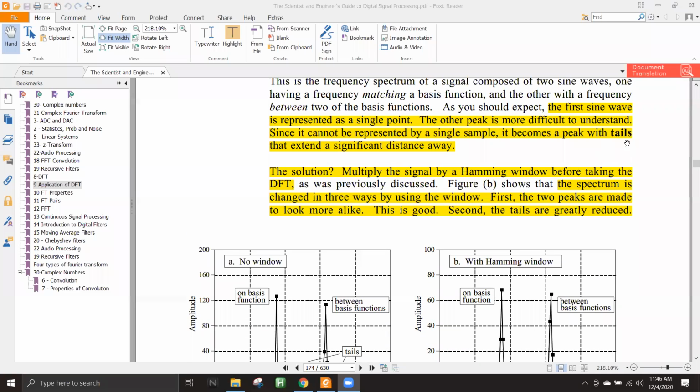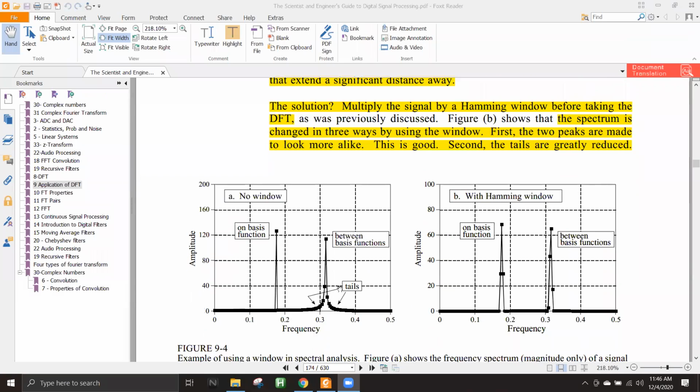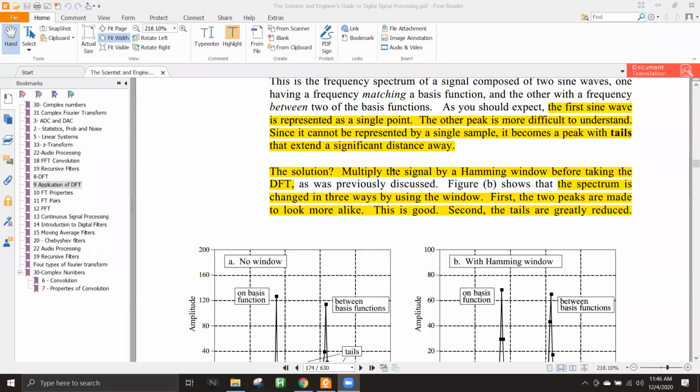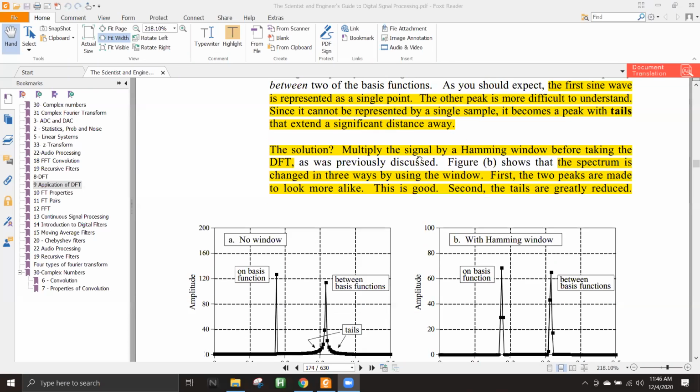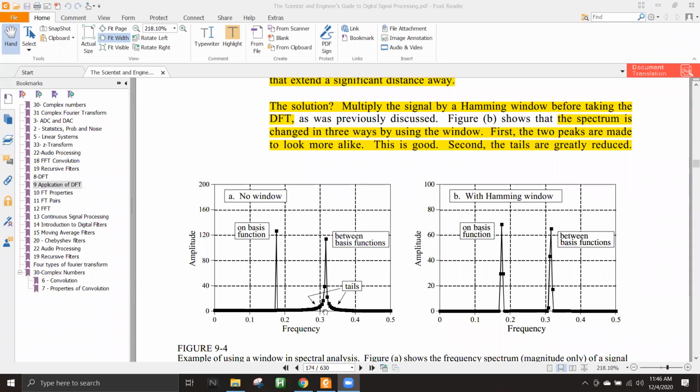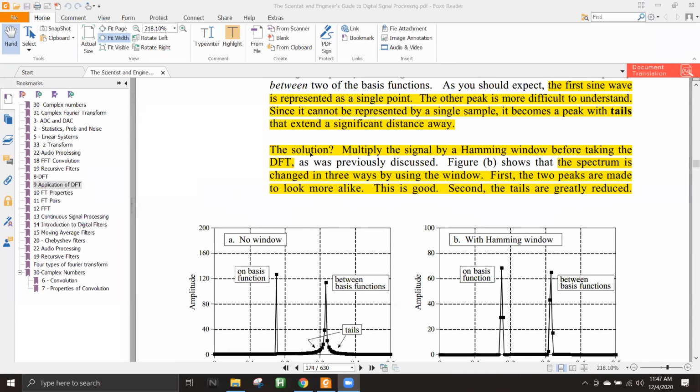So this is what we are referring to as tails here. মানে এই gradual increasing and decreasing region এটাকে বলা হচ্ছে এখানে tail, that it may extend a significant distance away. এই ক্ষেত্রে এটা মোটামুটি ক্লোজ ছিল, এমন হতে পারে যেটা উইথ অনেক বড় হইতে পারে। ওকে, এটা এরকম বড় উইথেরও হইতে পারতো. So the solution for this is to multiply the signal by a Hamming window.